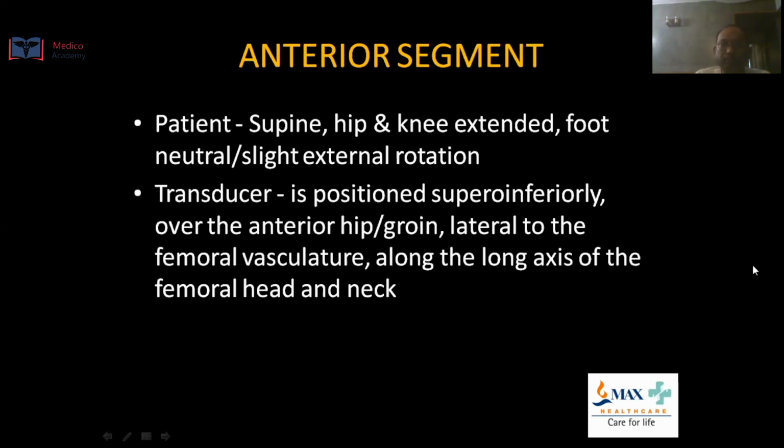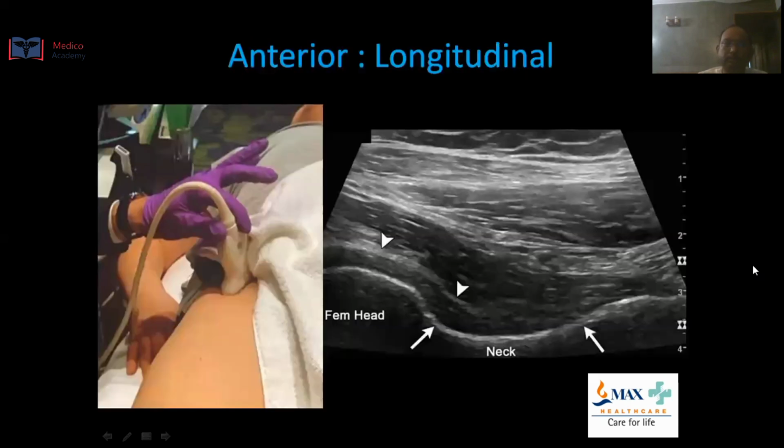Coming to the anterior segment, the patient should lie supine with hip and knee extended, foot neutral, slight external rotation. The transducer is positioned superoinferiorly over the anterior hip or the groin, lateral to the femoral vasculature, along the long axis of the femoral head and neck. This is how the probe should be placed, where you are able to see in the ultrasound image the femoral head and neck. This is the joint capsule. This is the iliopsoas tendon.